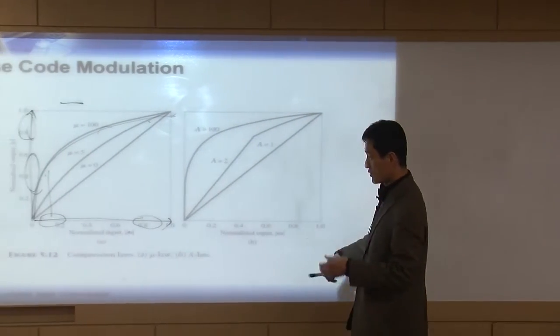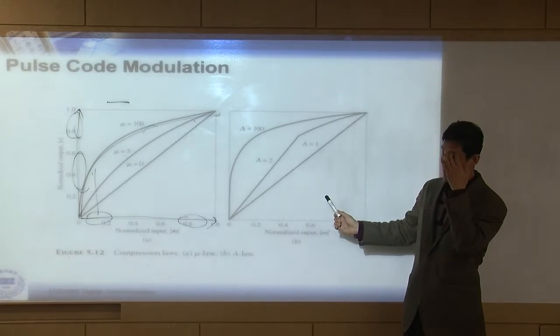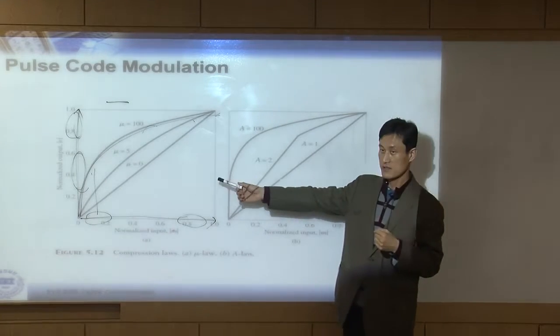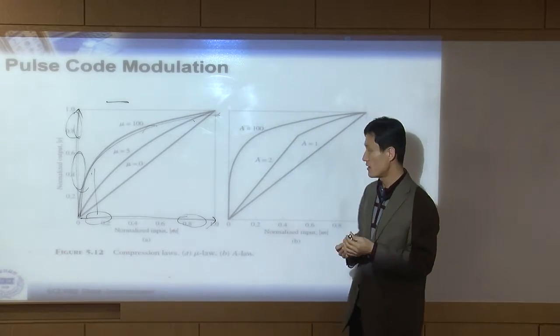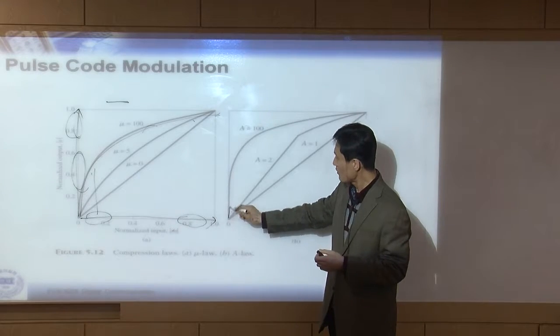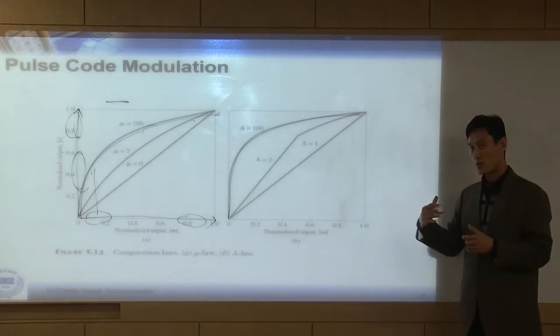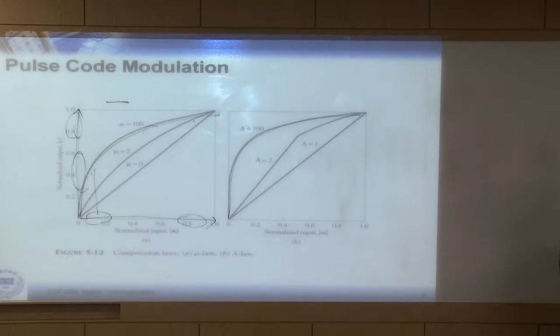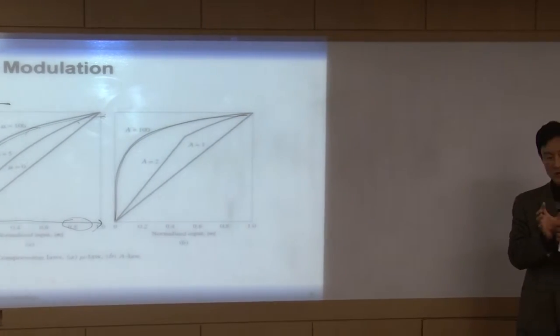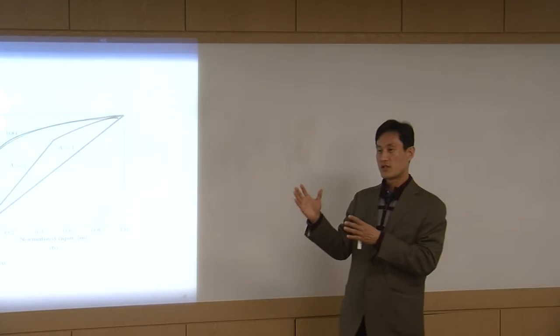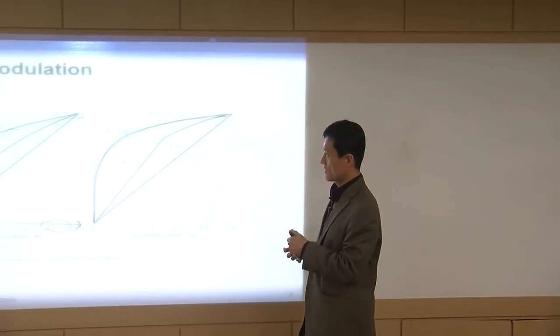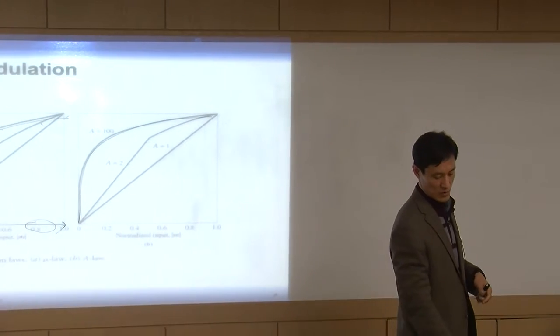This is mu law, this is A law, like the American standard, this is the European standard, but anyway, both of them are log functions. It's a slightly different log function, but still what you want to do is the same thing. Okay? A small signal, small input, make it bigger, a large input, almost the same. Okay? That's what we want to do in PCM.